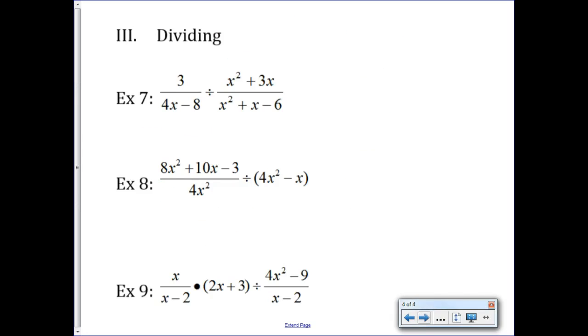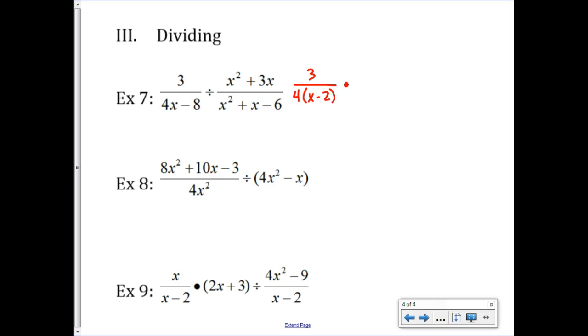Okay, the last piece we're looking at is dividing. When we divide, the only difference is that we flip over the second fraction. So we're still looking for things that we can cancel out. As I look for those things to simplify and factor, I'm going to flip that fraction over. The 3 on top, there's nothing I can do with. 4x minus 8, I can take a 4 out of there. I'm left with x minus 2.